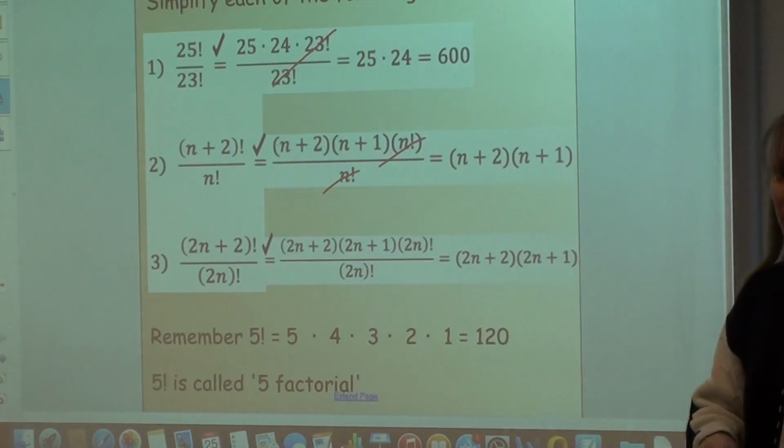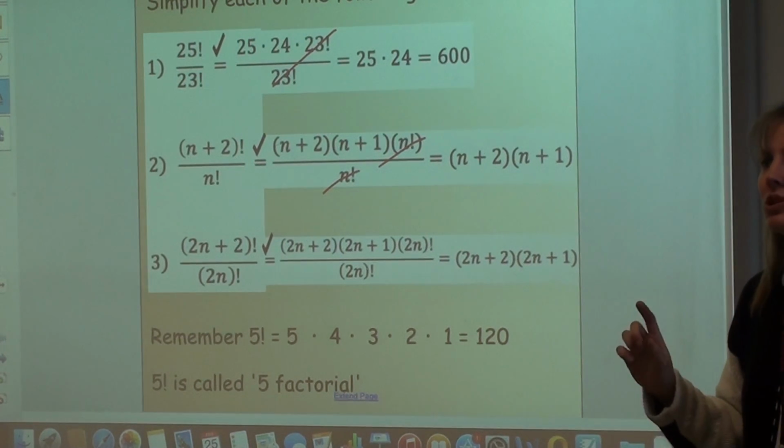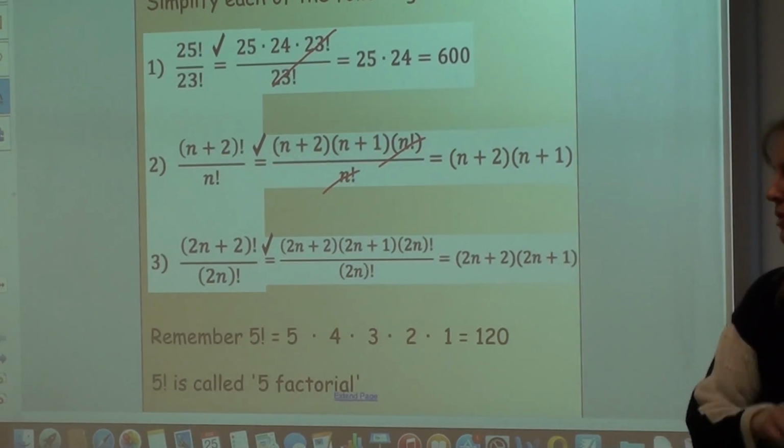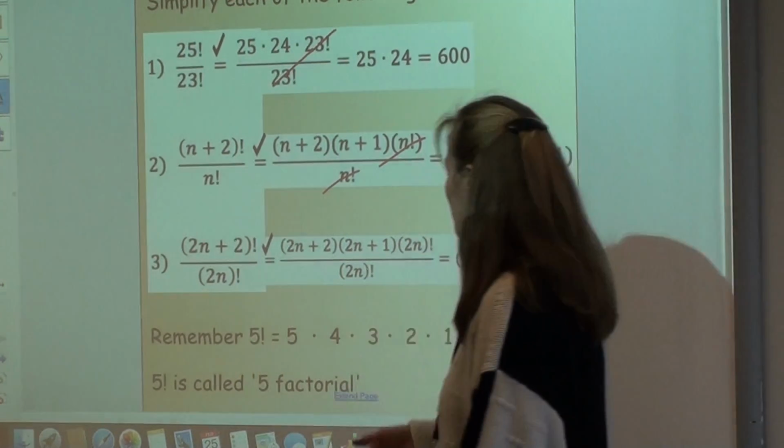Factorials are fun to play with. They don't come up a ton, but they come up some over the next several weeks. So just keep this in mind.